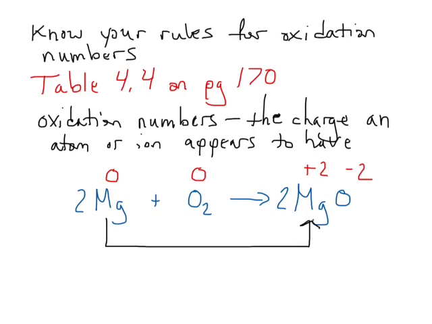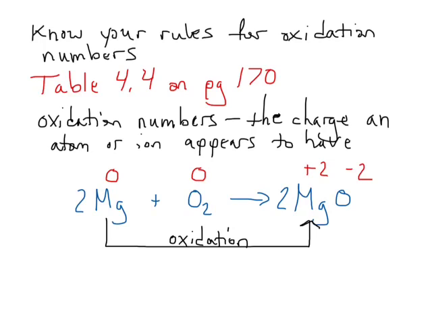Magnesium went from 0 to positive 2. Now, think about it. In order to have a charge go from 0 to positive 2, ask yourself, did it lose or gain electrons? Now, hopefully you said it lost. To go from 0 to positive 2 means it lost electrons. Technically, it lost 2 of them. And since it lost electrons, that fits our definition for oxidation. Magnesium was oxidized. So we say it underwent oxidation.